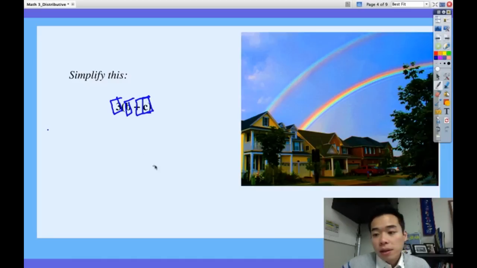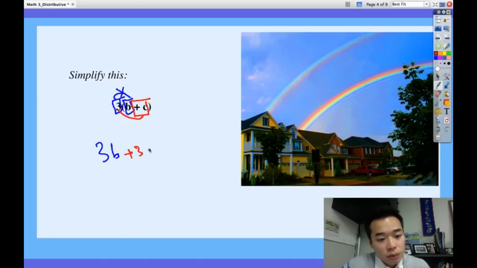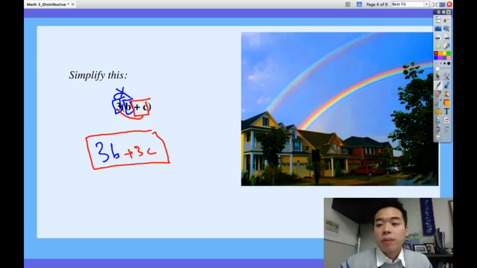So 3, positive 3 multiplied by positive b, I get 3b. Okay, you're going to multiply that. And then here, I'm going to switch colors. I have positive 3, a positive c, so I'm going to multiply those. I get positive 3c. And that's how I multiply using the distributive property.